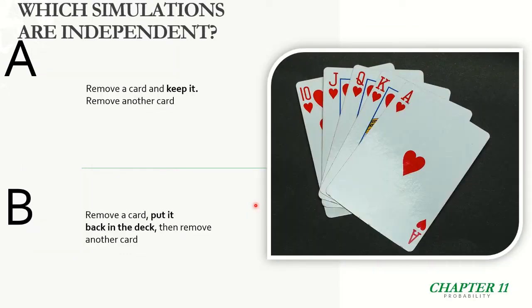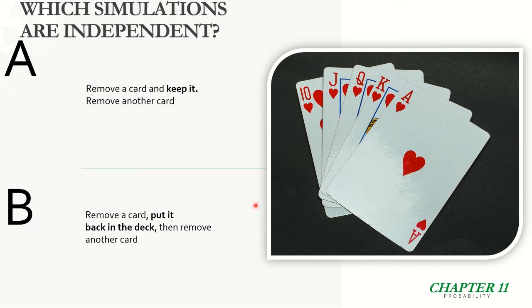Okay, so we've got part A and part B. Part A, we're going to take a card out of those five cards on the screen. We're going to keep it. We'll put it in our pocket. And then we'll take another card. Are those independent or not independent? Part B. This time, out of the same five cards, we're going to remove a card, write down our answer, we'll put the card back in, we'll shuffle them again, and then we'll remove another card. Is that non-independent or independent?